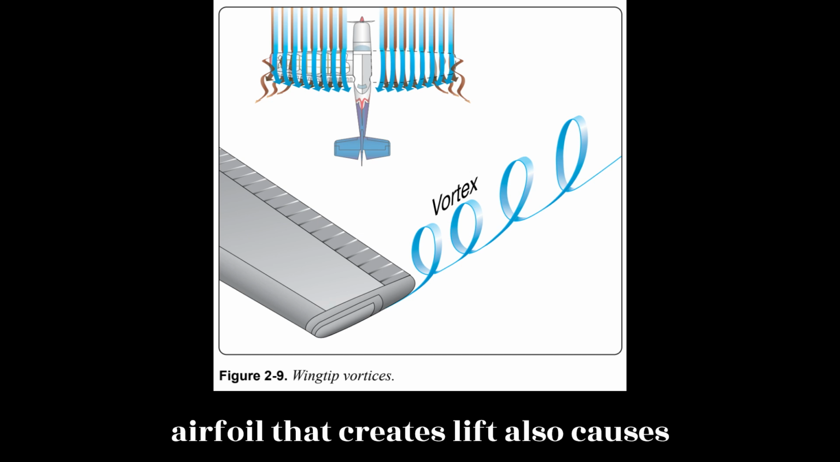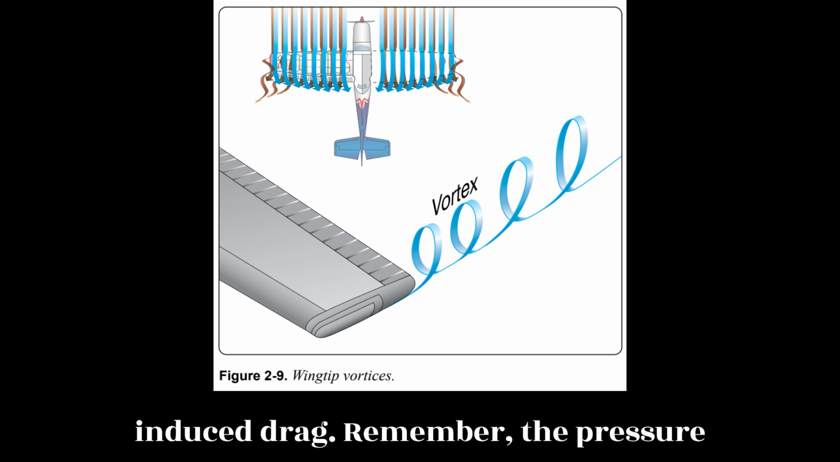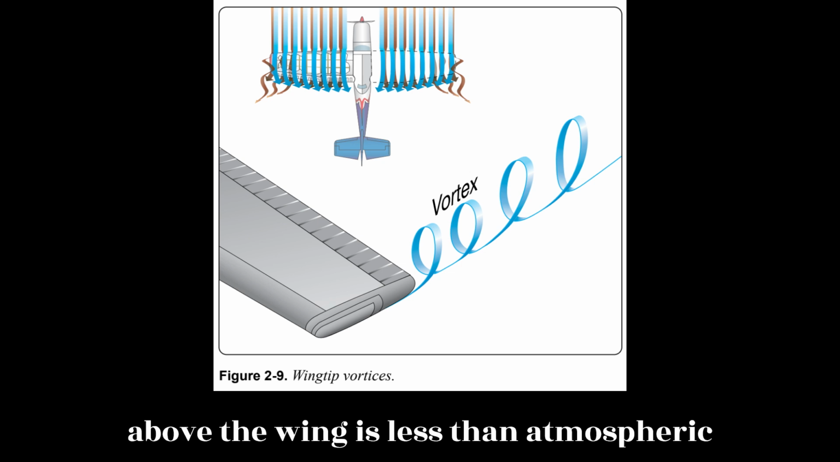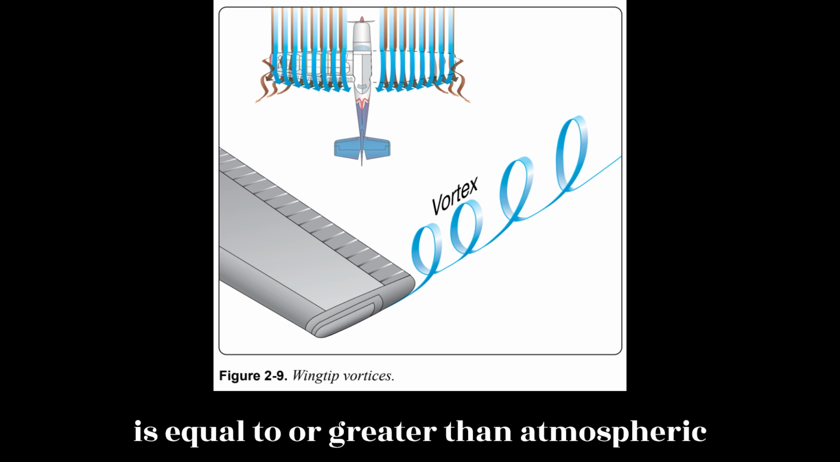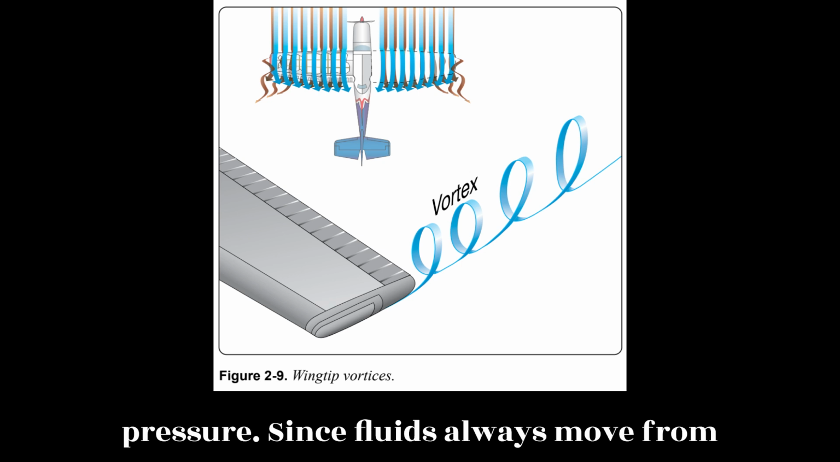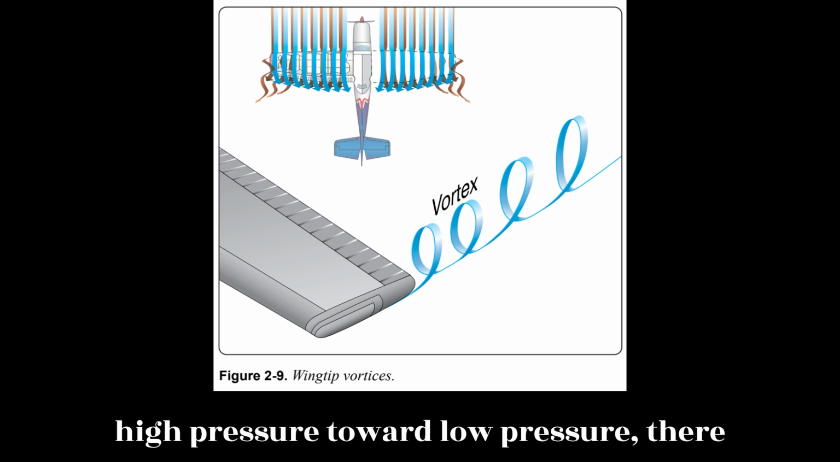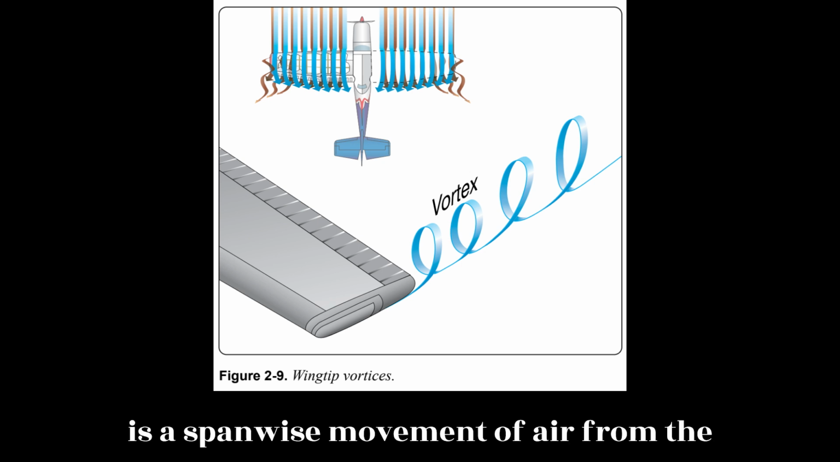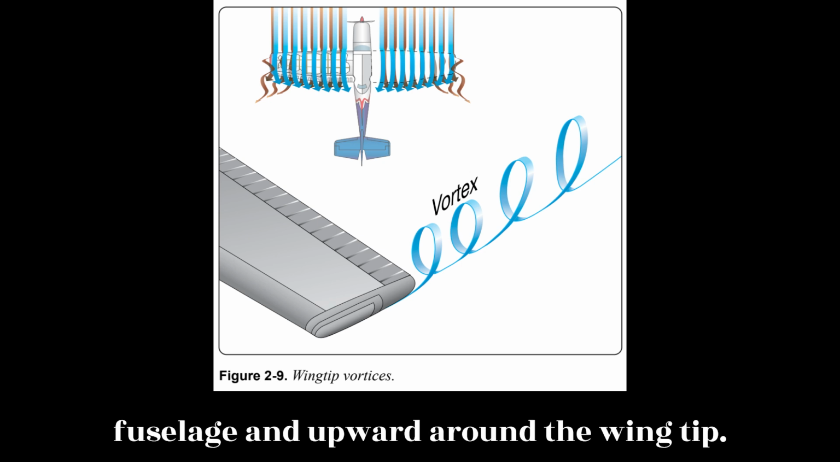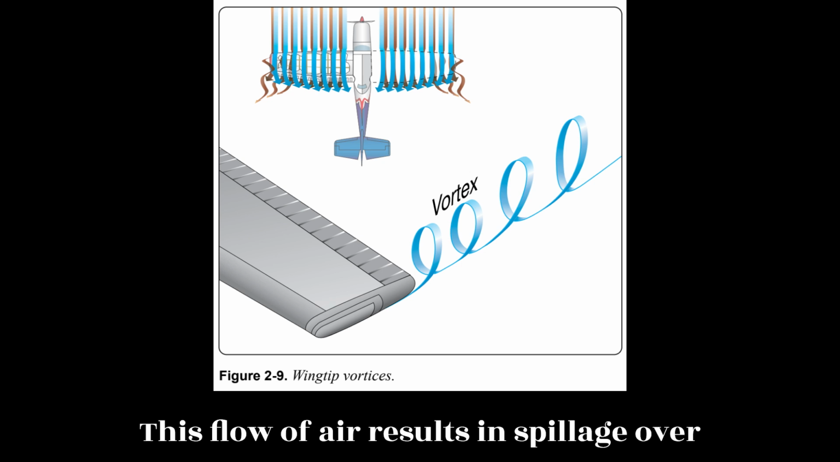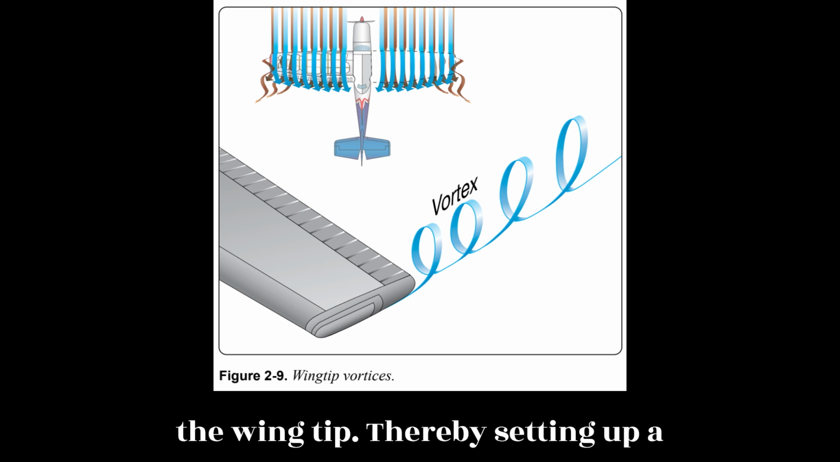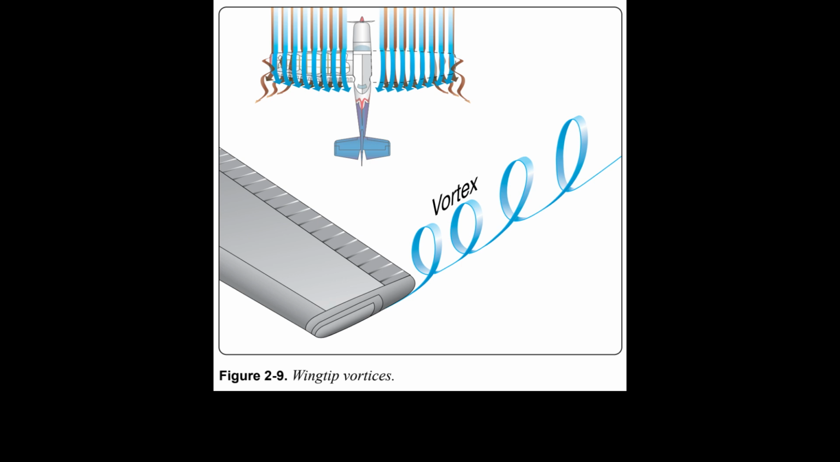The action of the airfoil that creates lift also causes induced drag. Remember, the pressure above the wing is less than atmospheric pressure, and the pressure below the wing is equal to or greater than atmospheric pressure. Since fluids always move from high pressure toward low pressure, there is a spanwise movement of air from the bottom of the wing outward from the fuselage and upward around the wingtip. This flow of air results in spillage over the wingtip, thereby setting up a whirlpool of air called a vortex.